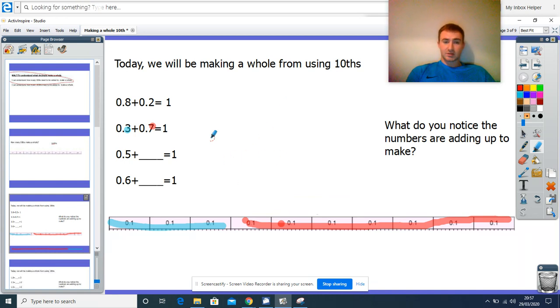Pause the screen now. I want you to have a little think about 0.5 plus something equals 1. 0.6 plus something also equals 1. Have a think about that.